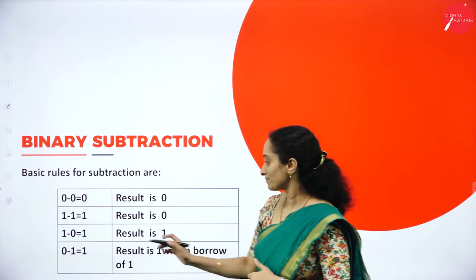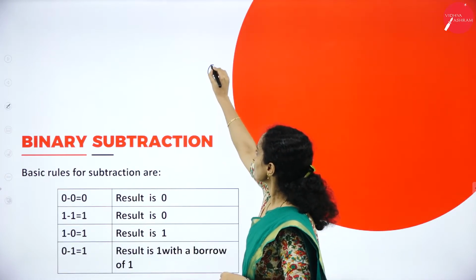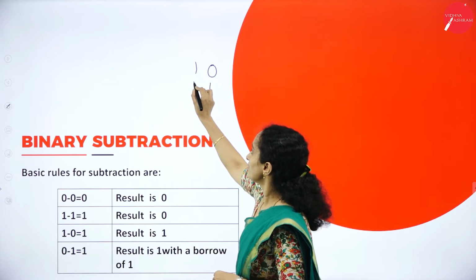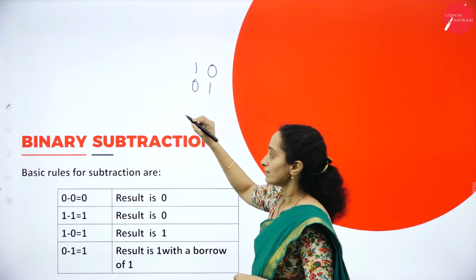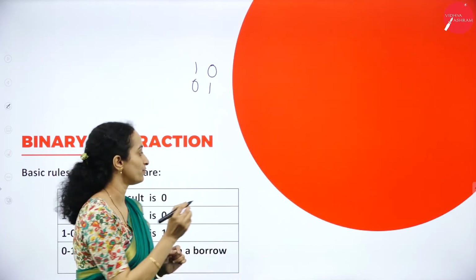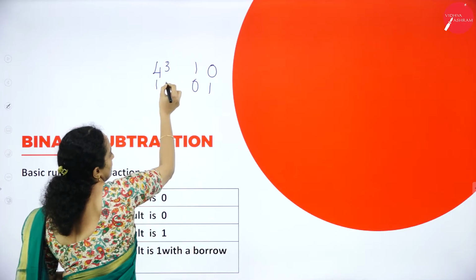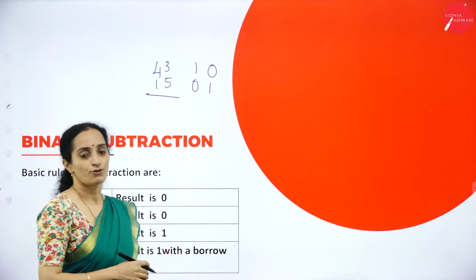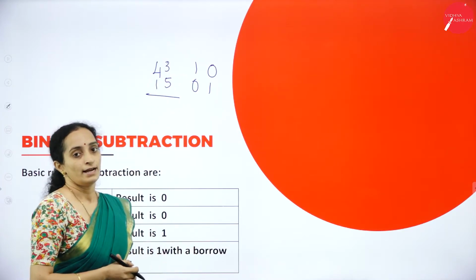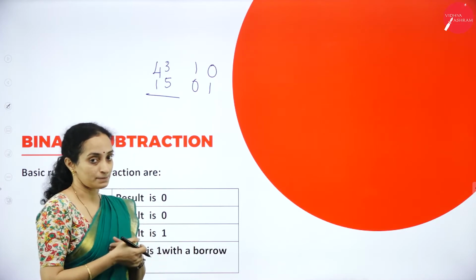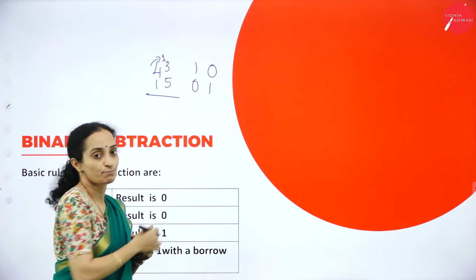How do you perform this, or how do you understand this? How do you carry this 0 minus 1? Suppose in the decimal system, if you take 43 minus 15, how do you perform the subtraction here? 3 and 5 are the numbers. 5 cannot be subtracted from 3. What will we do? We will take a value of 1 as borrow.